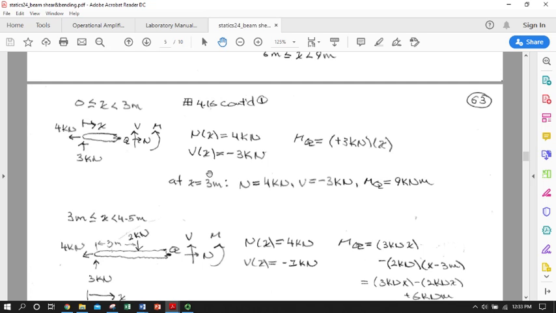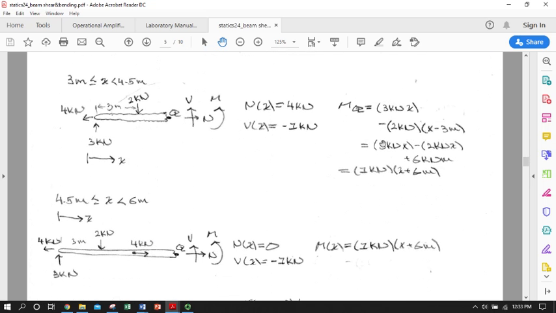My next interval of interest is going to be picking up at 3 meters. So if I evaluated my shear at 3 meters, it'd still be negative 3 kilonewtons, and the moment at 3 meters will be 9 kilonewton-meters. So those will be my starting points for the next one.